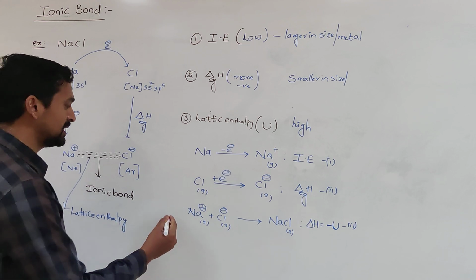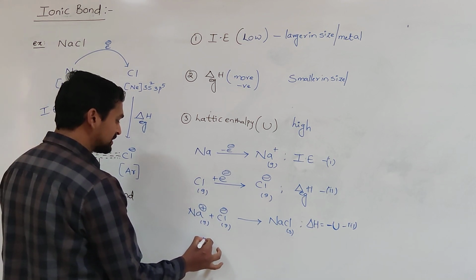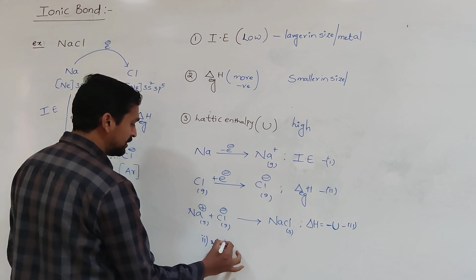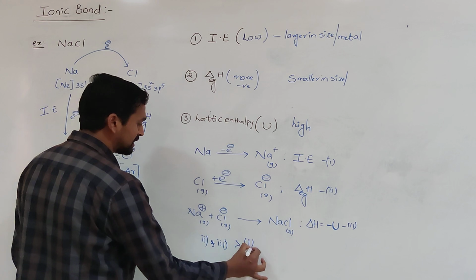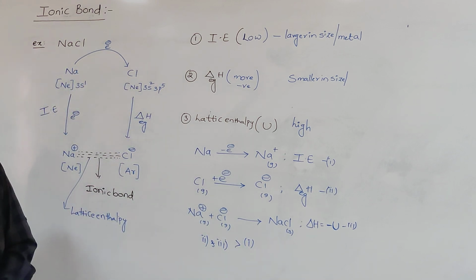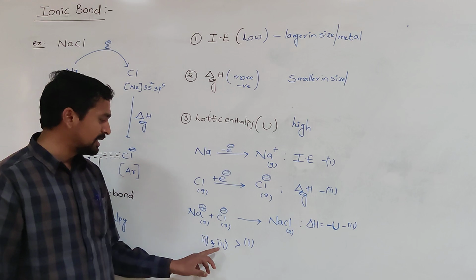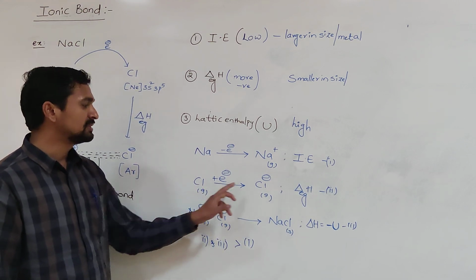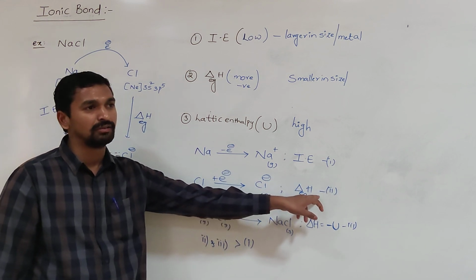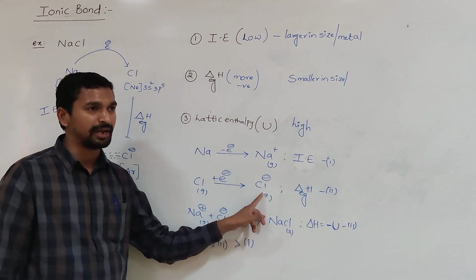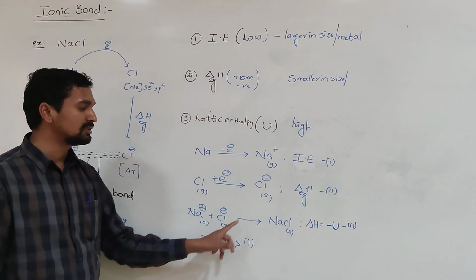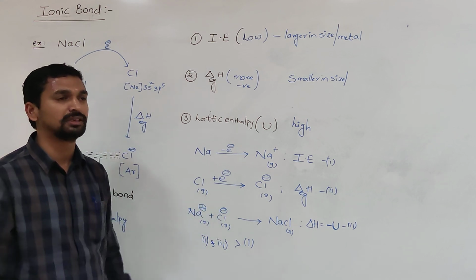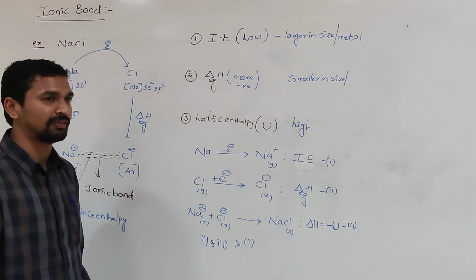But here one condition is there. The sum of the second step and third step should be greater than the first step, that is the energy factor. Why? Because if the second and third are greater, that means chlorine has a more negative value, so chlorine is ready to form the anion. If the third one is also more negative, then the Na+ and Cl- ions are held together by a strong electrostatic force of attraction.